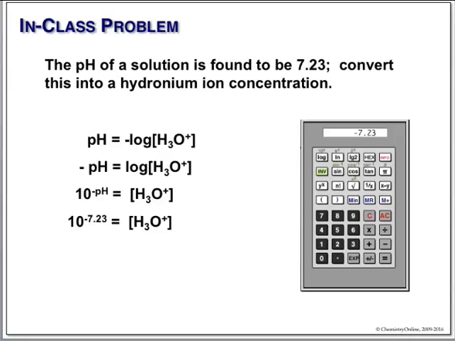Once you have that in, all you do is hit the, on my calculator, again, they're all different, that's why you have to play with your own. On my calculator, you hit the inverse, and then you hit this one. And by gosh, 5.88 times 10 to the minus 8. This is the hydronium ion concentration.